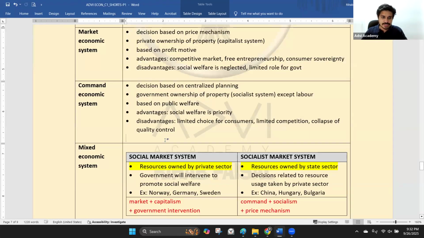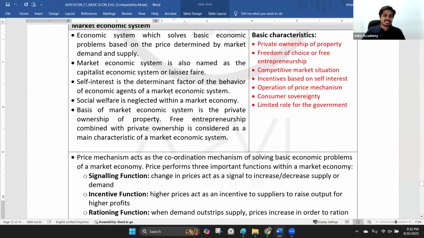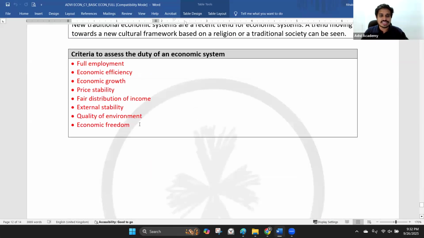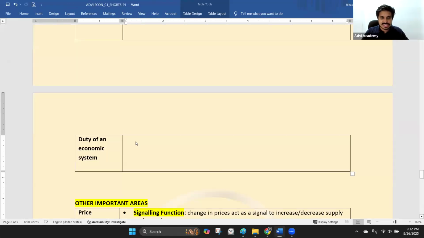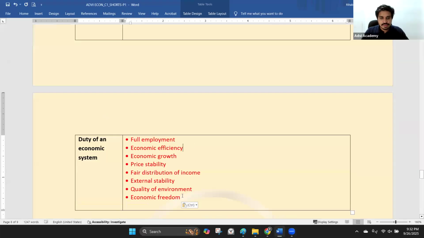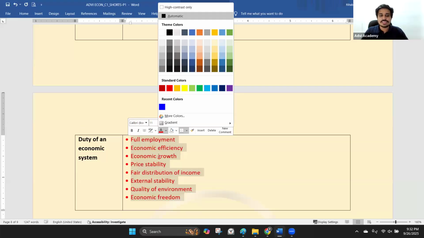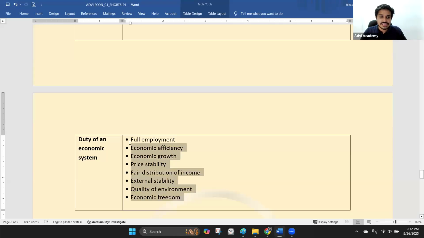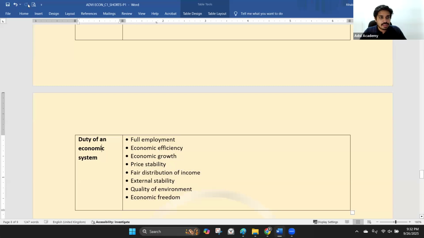Next one. So you have this one done. Lastly, what we have to study is the duty of an economic system. What are the criteria that each of these economic systems have to fulfill? There's a list for this. I'll just put this list directly here. What are the things an economic system has to do? If they don't do these things, then technically we can say that economic system has failed.